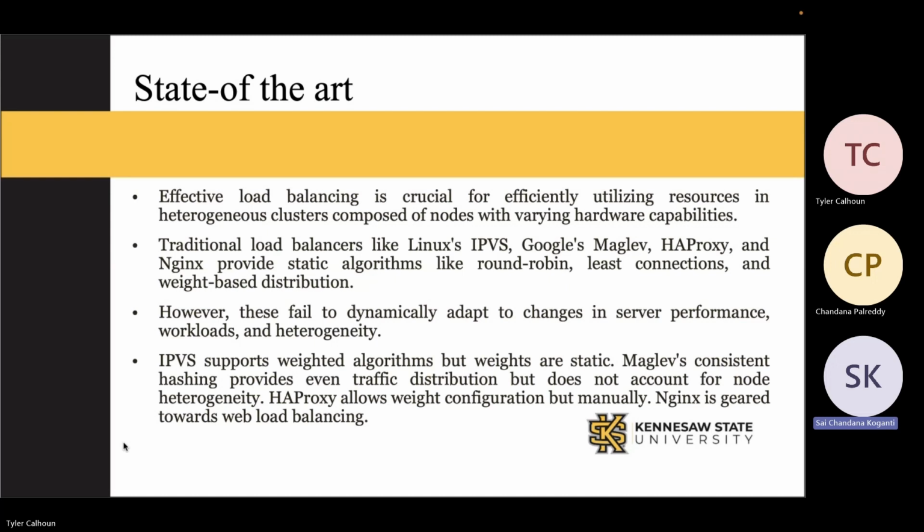These algorithms don't adapt well when server performance changes, or when the workload changes, or when the servers have different capabilities. For example, IPVS allows you to set weights, but these weights are fixed and cannot be changed automatically. Maglev spreads traffic evenly, but it doesn't consider that some servers might be more powerful than others. HAProxy lets you manually set weights, but you have to do it by yourself. Nginx is more focused on web traffic.